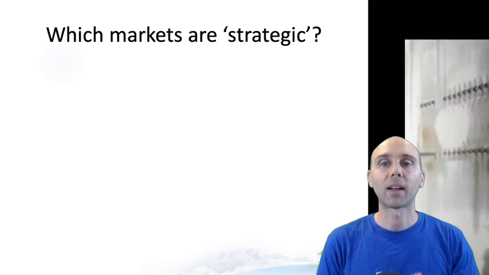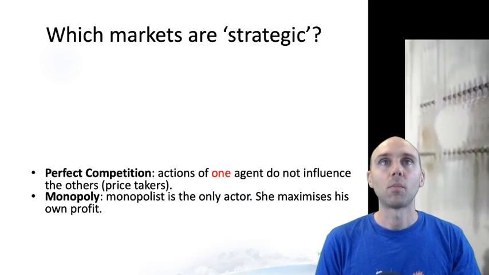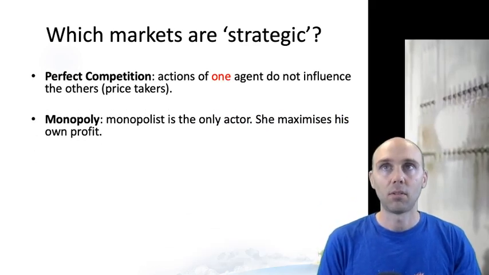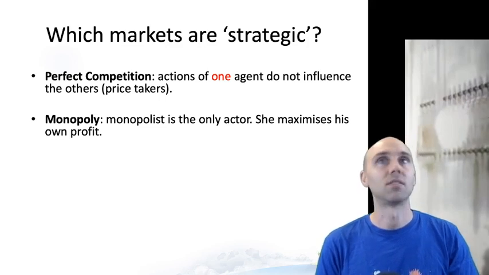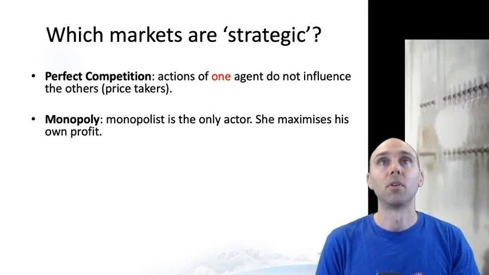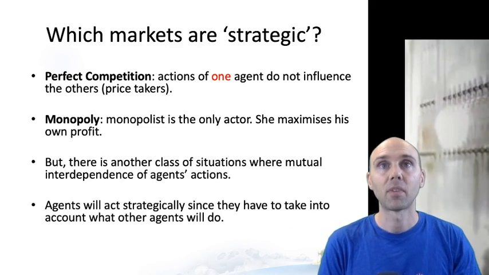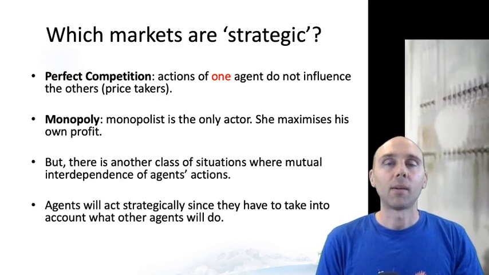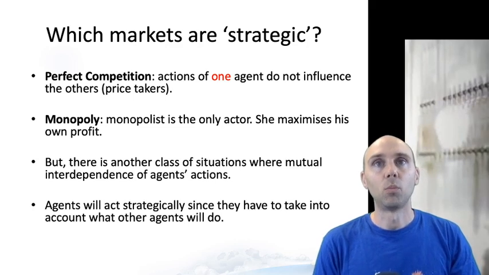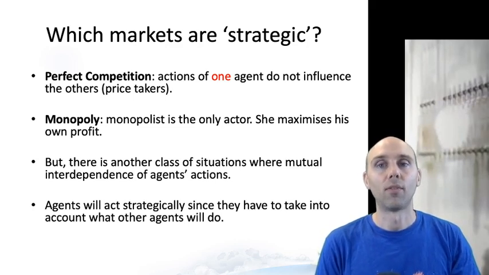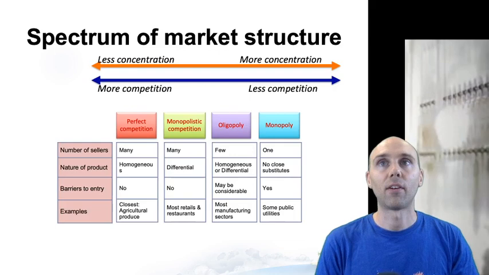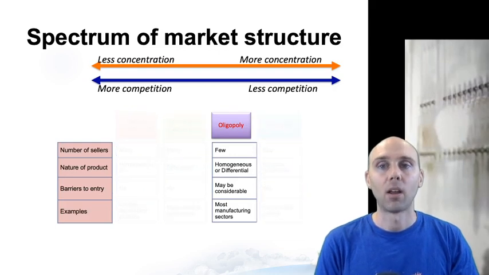So what sort of markets are strategic? As I mentioned, it's not perfect competition because the actions of one agent by definition are not supposed to influence the others. It's not monopoly because they're the only actor. But we're thinking about situations where there is mutual interdependence of agents' actions. So that's our focus for today. It's about oligopoly.